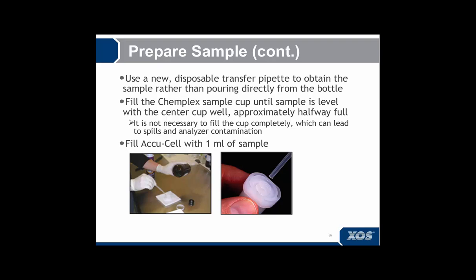Fill the Chemplex sample cup until the level is about halfway full. You want it to be about level with that center cup well. It's actually not necessary to fill the cup all the way up to the top. What you're doing there is wasting sample, and this can lead to sample spills and potentially contamination. So you really only need to fill that cup halfway. Of course, if you're using an AccuCell, you're going to fill it with 1 milliliter of sample.